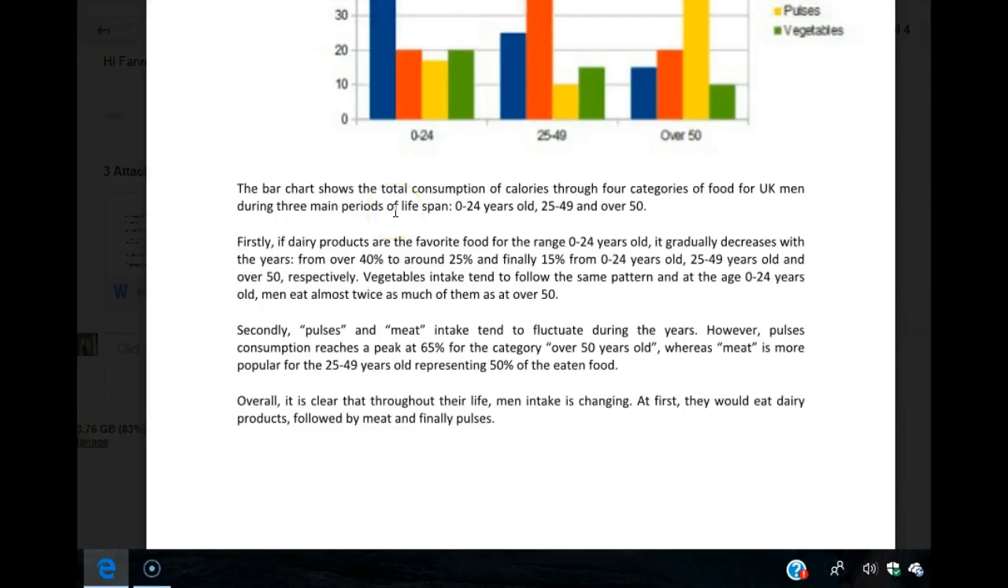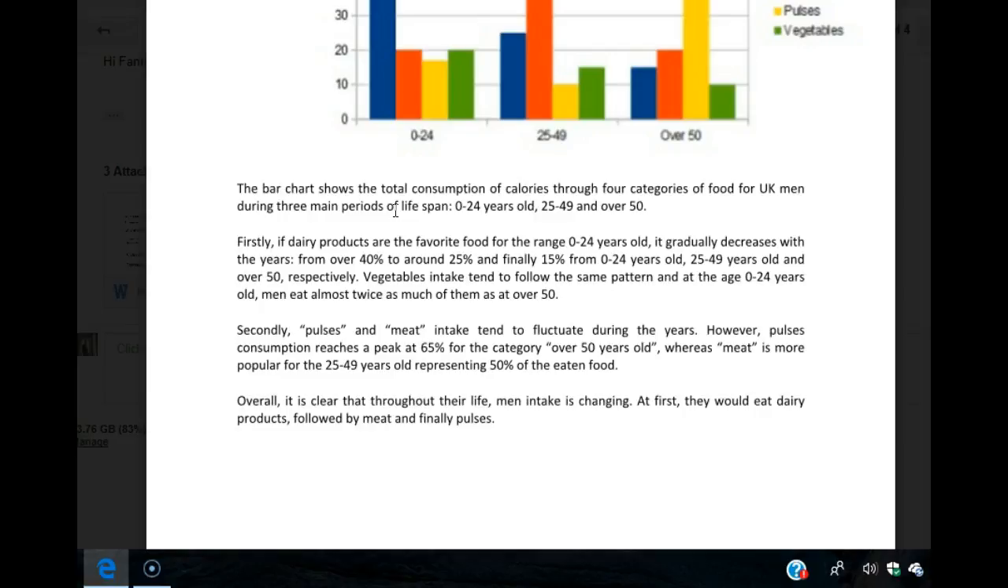Okay, fine. Firstly, if dairy products are the favorite food for the 0 to 24 years old, it gradually decreases with the years, from over 40% to around 25%, and finally 15% from 0 to 24 years old, 25 to 49 years old, and over 50 respectively. Okay, Fanny, so let's talk about this one for a minute.